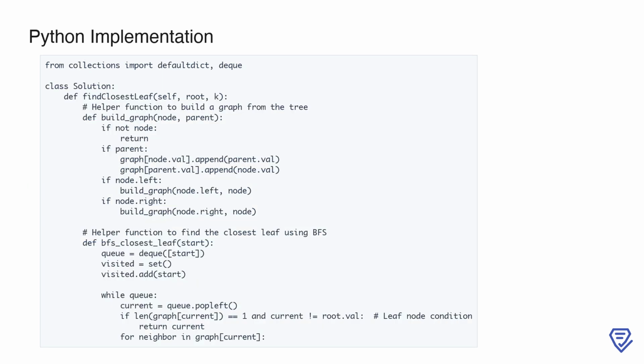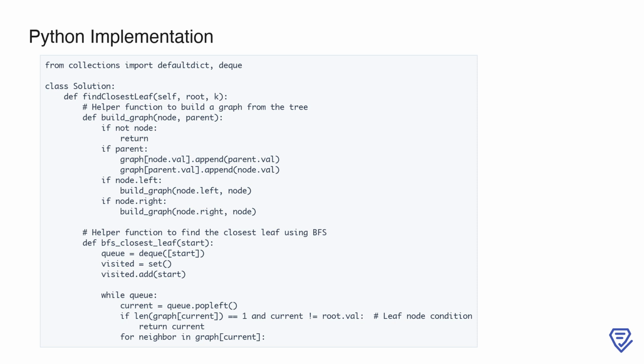Here, we begin implementing the solution for finding the closest leaf in a binary tree. First, we import the necessary modules, defaultdict for creating the graph representation of the tree and deque for the breadth-first search traversal. Then, we define the main class Solution and its method findClosestLeaf, which takes in the root of the tree and the target node value, k.